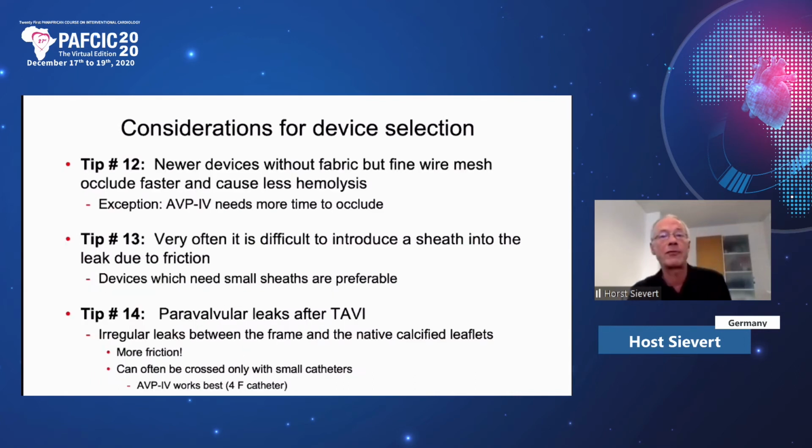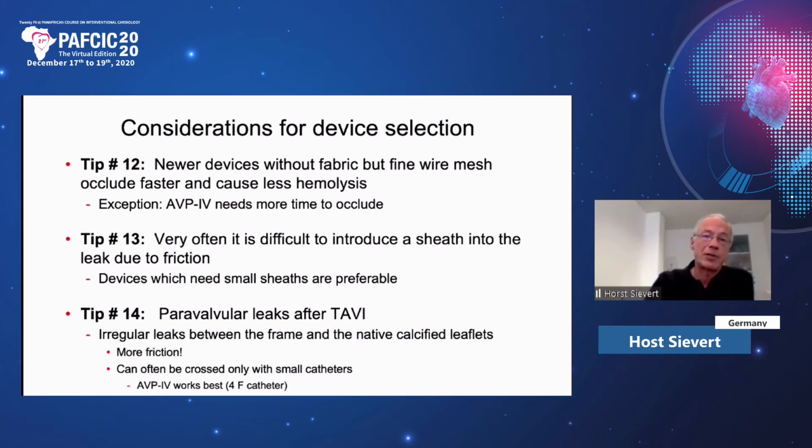Tip number 12, use newer devices without fabric, like the AVP2, for example, but very fine wire mesh. They occlude faster and cause less hemolysis. In the past, we have used very often the PDA occluder, PDA1, or the muscular VSD occluder. They do not have this fine fabric, and therefore with these devices you see much more hemolysis compared with the newer devices. There's one exception, the AVP4 needs much more time to occlude, and sometimes they do not occlude at all. So I use this only in very special situations.